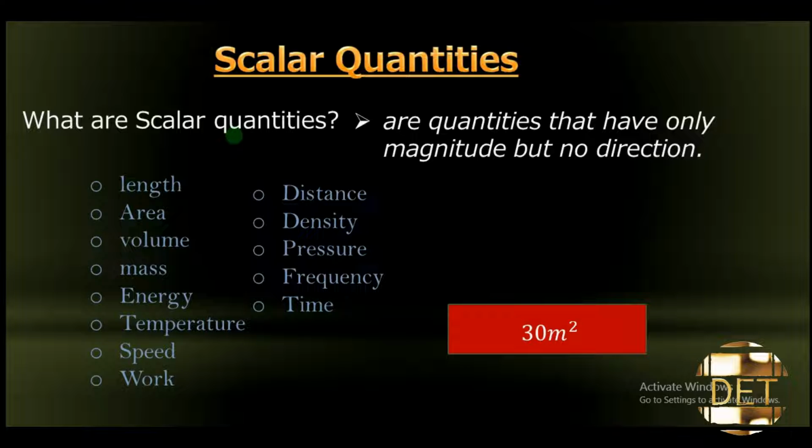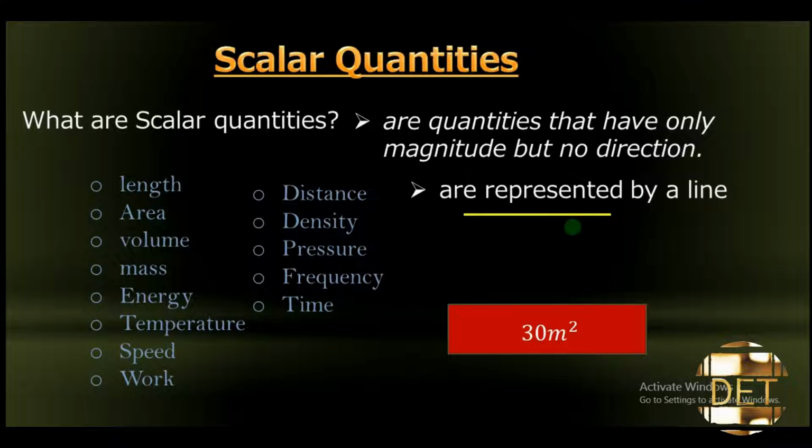So scalar quantities are simply quantities that have only magnitude but no direction. Their direction cannot be determined. It is very important to know that scalar quantities are usually represented by a line, and this line usually indicates the magnitude.